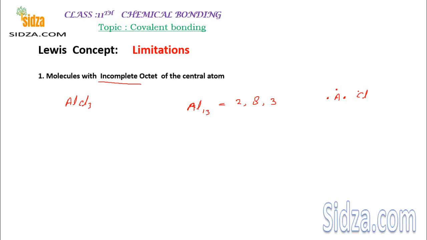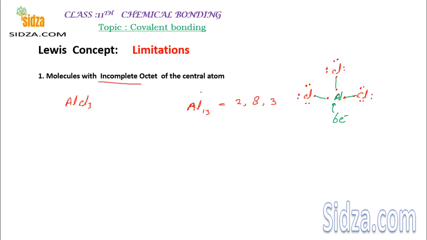Chlorine, as we know, has 7 electrons. Another chlorine also has 7 electrons, and one chlorine atom can share 1 electron, which means aluminium has how many electrons in its outermost shell? 6 electrons, right? For aluminium there are 6 electrons only. So its octet is not complete.